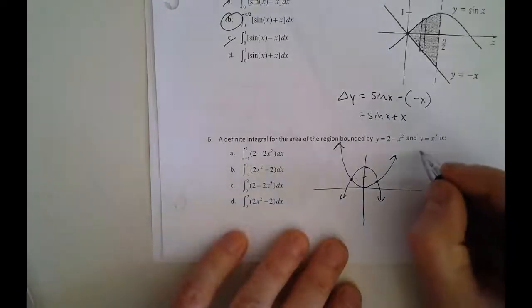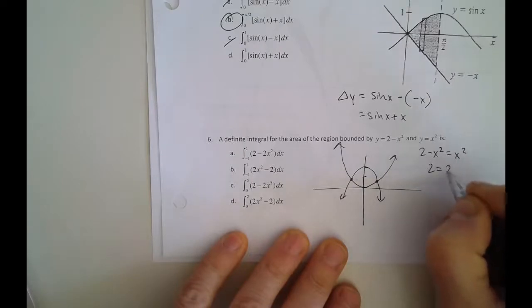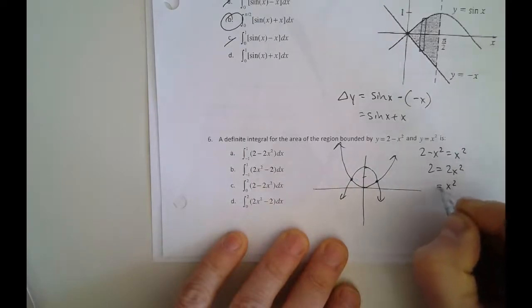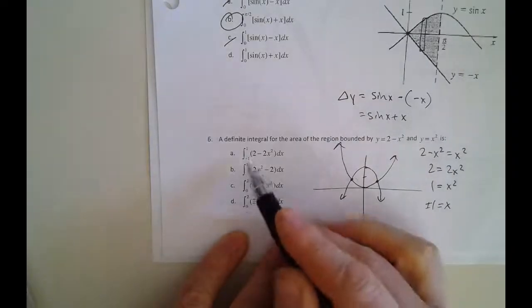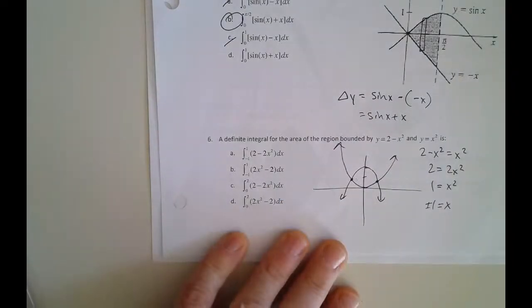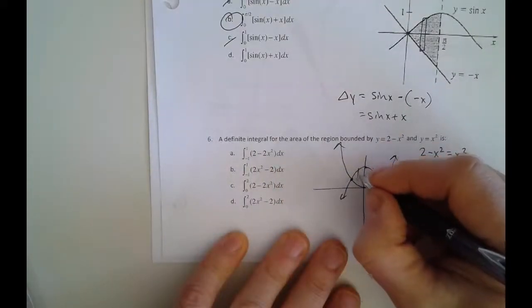So where are the intersection points here? Let's see, so we got 2 equals 2x squared, so x squared equals 1. So x equals plus or minus 1. Okay, so that looks like A and B might be our correct answer. Just have to see if they fit with the height of the rectangle.